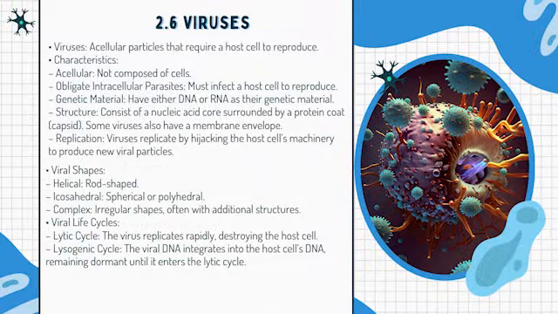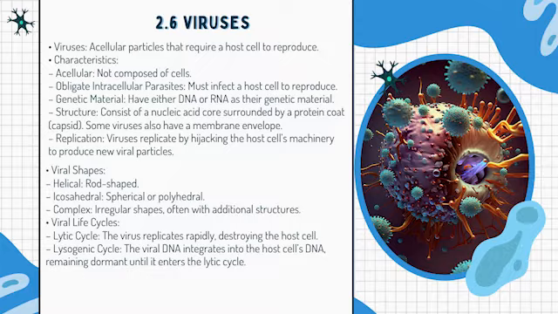Now let's talk about viruses, the ultimate hijackers. Viruses are acellular particles that need a host cell to reproduce. They consist of genetic material, DNA or RNA, surrounded by a protein coat called a capsid, and some have an additional envelope. Viruses replicate by hijacking the host cell's machinery.